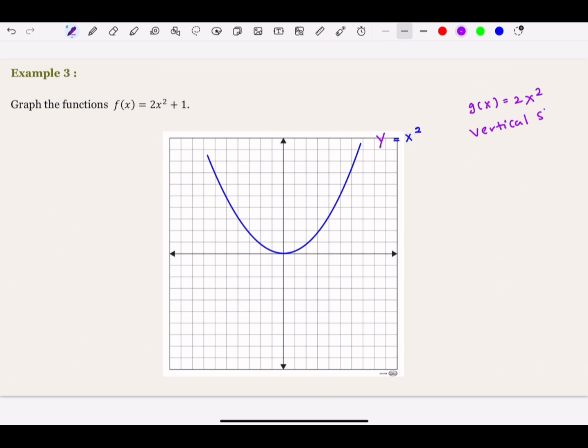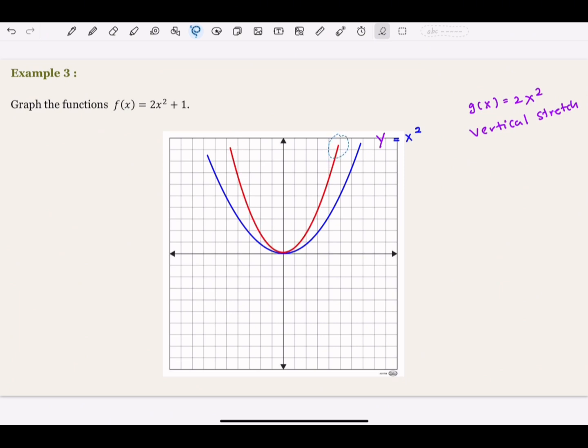This makes the parabola much narrower than the basic y equals x squared graph. Each y value grows twice as fast as the parent function. So this will become something like this. This is your g of x, which is 2x squared.